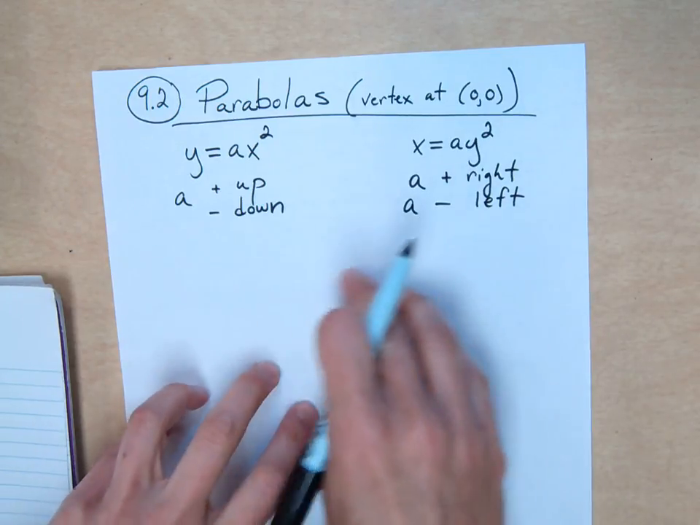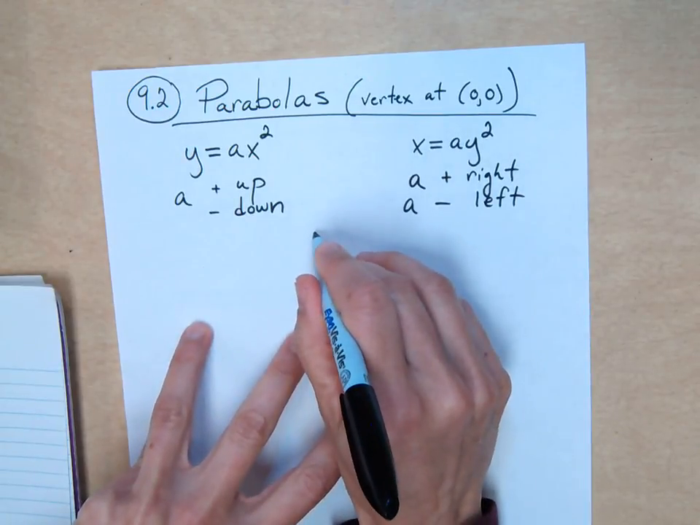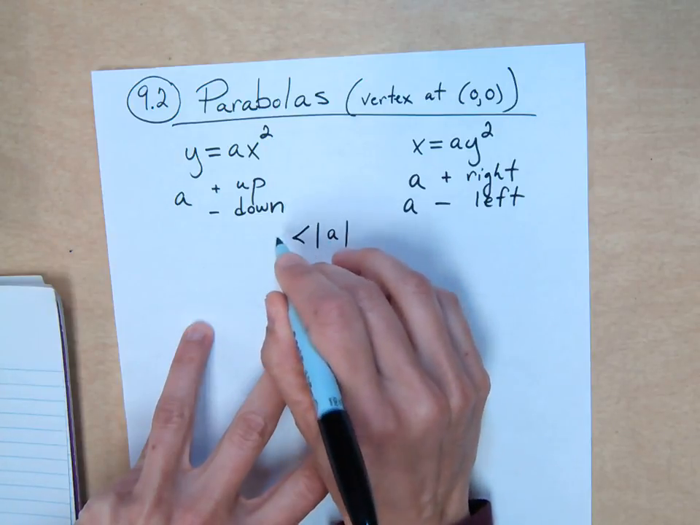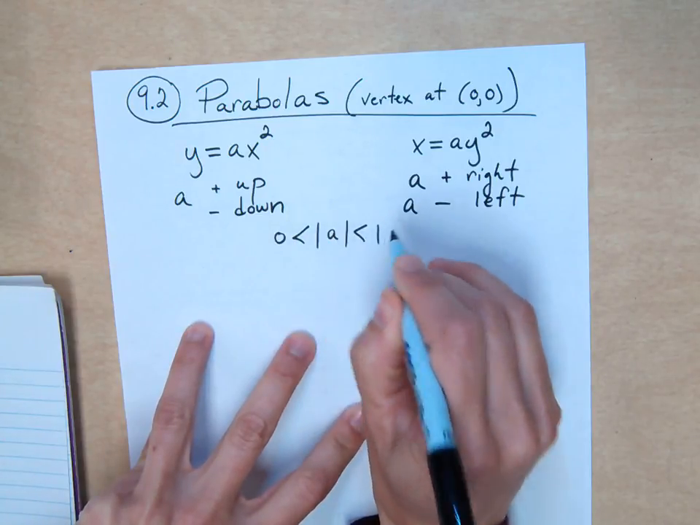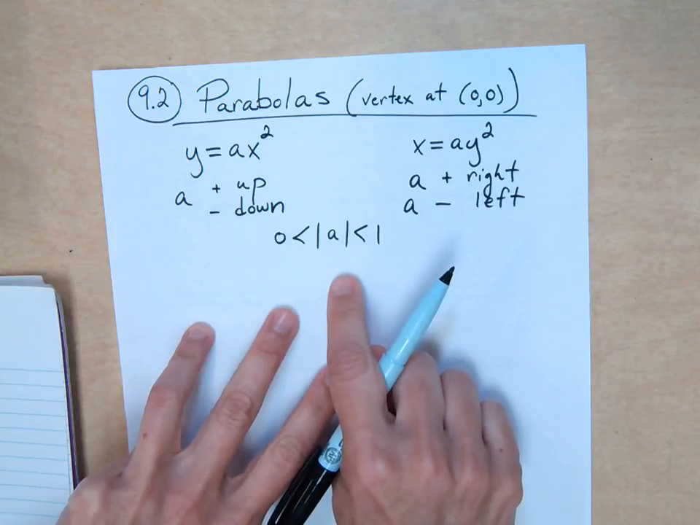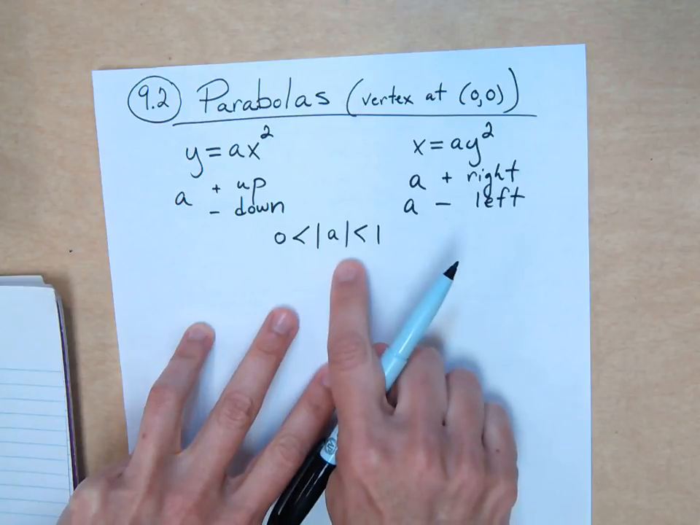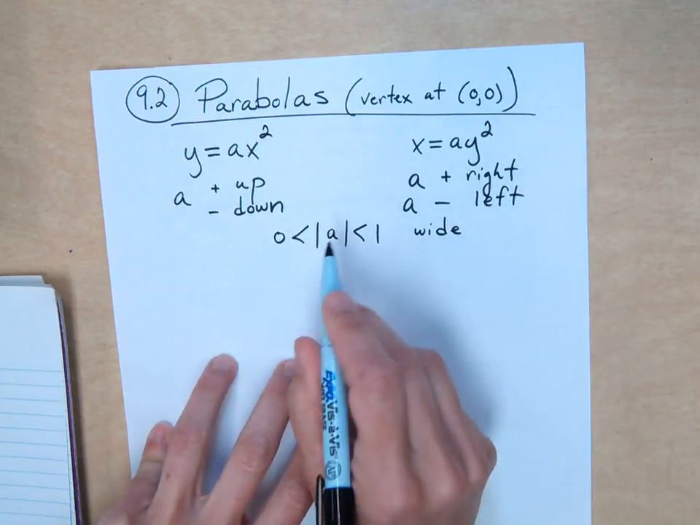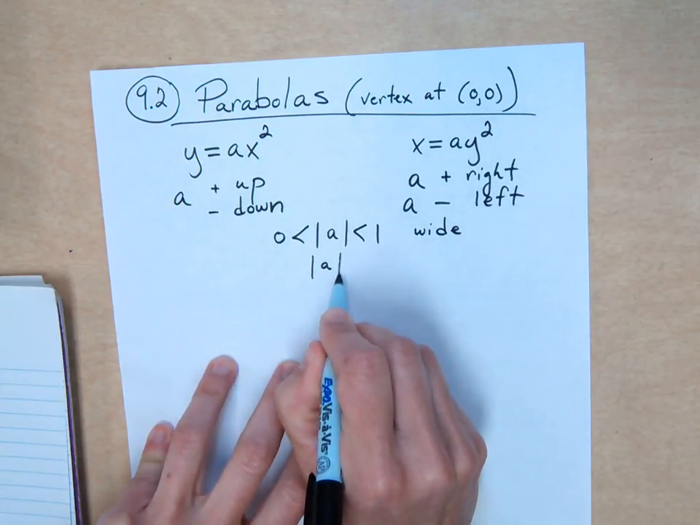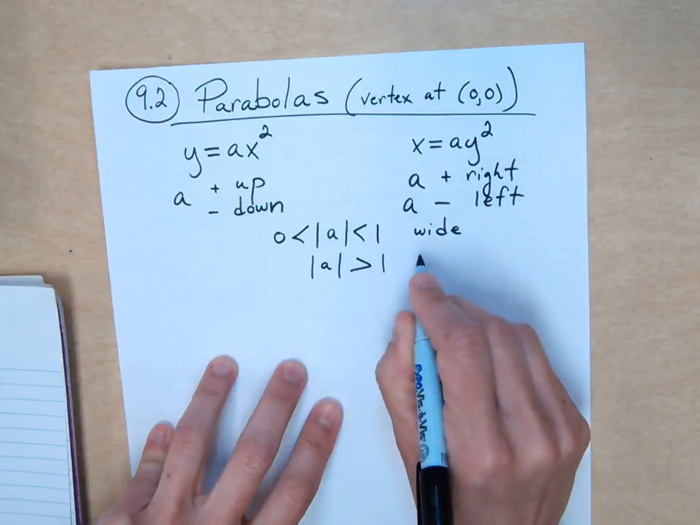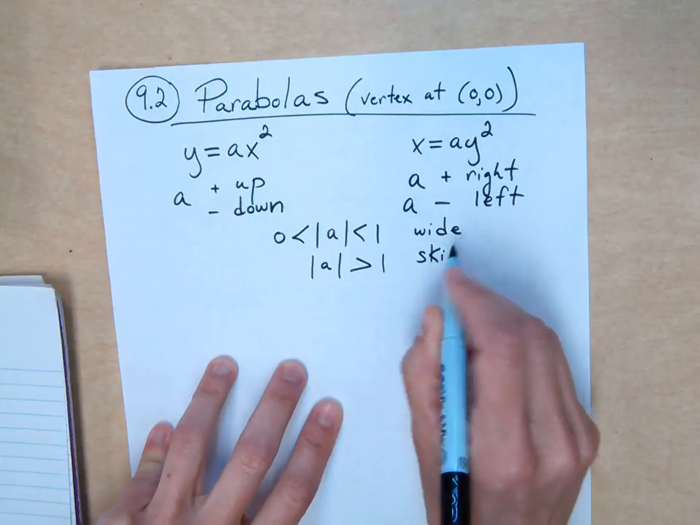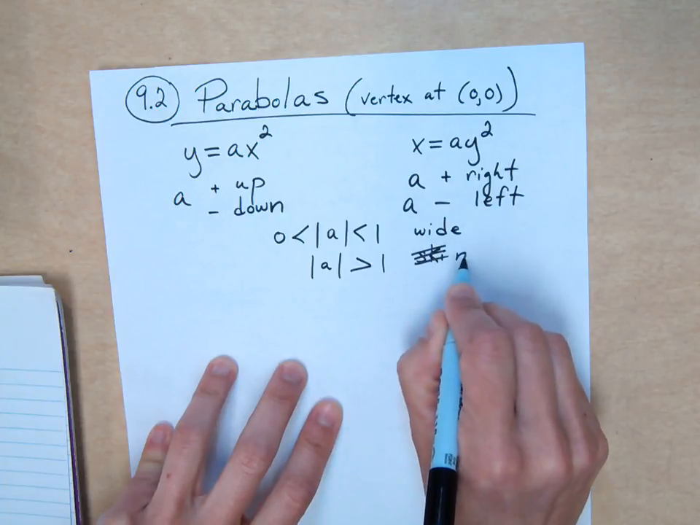And then I'll put this right in the middle because it applies to both. If a is small, meaning the absolute value is between 0 and 1, it could be like a third, a fourth, a sixth, 3/4, 7/8, any of those, it's going to open wider. And if the absolute value of a is greater than 1, it'll be skinnier. That stretches it vertically. So it's wide, narrow.